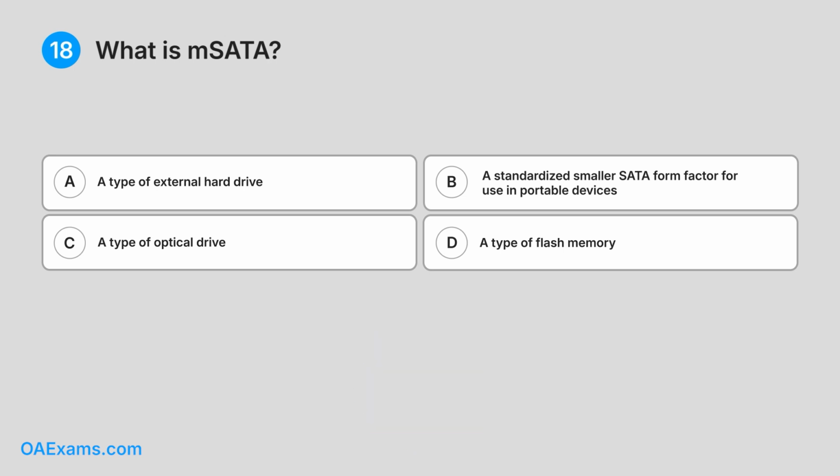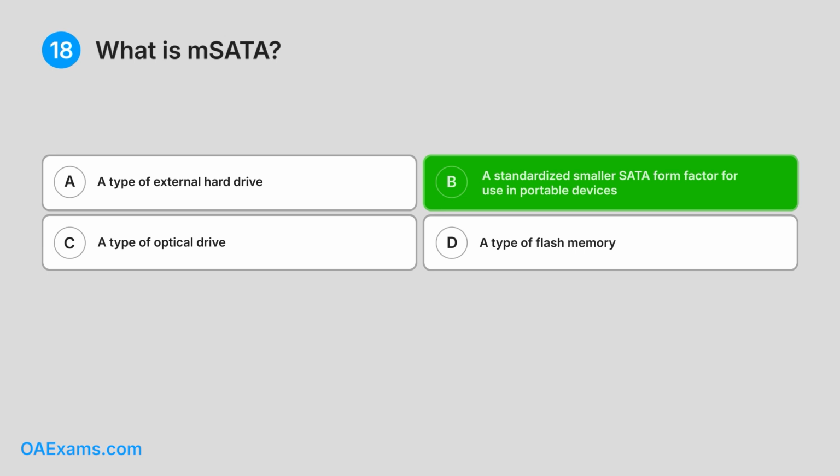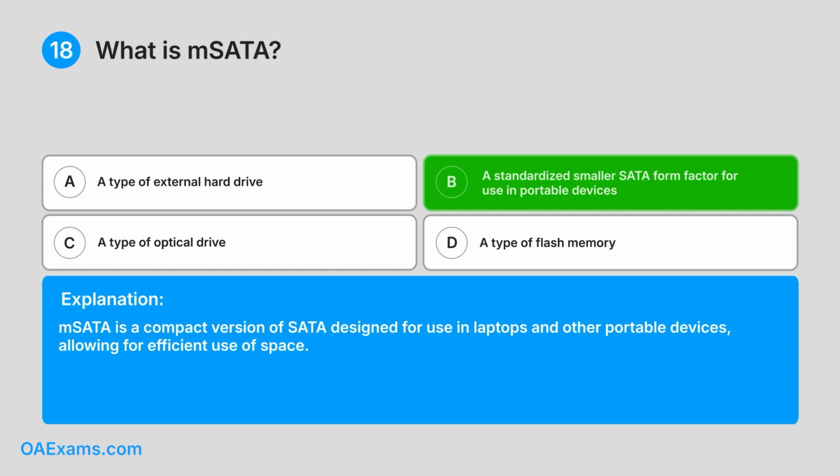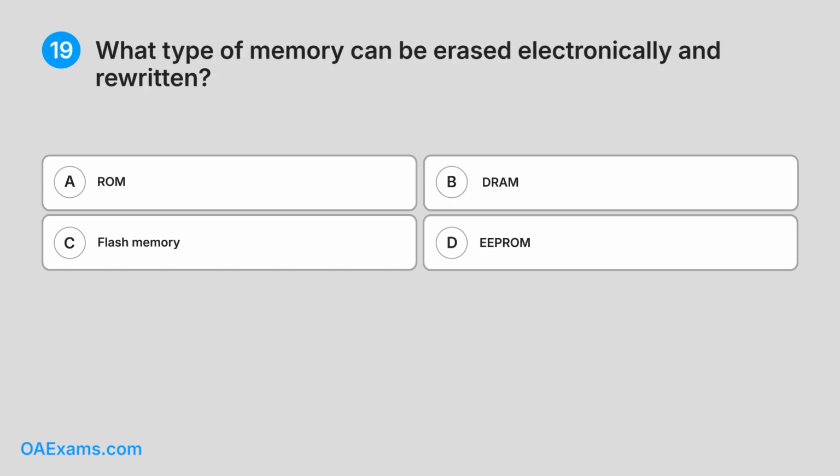Correct answer: B. A standardized smaller SATA form factor for use in portable devices. Explanation: mSATA is a compact version of SATA designed for use in laptops and other portable devices, allowing for efficient use of space.